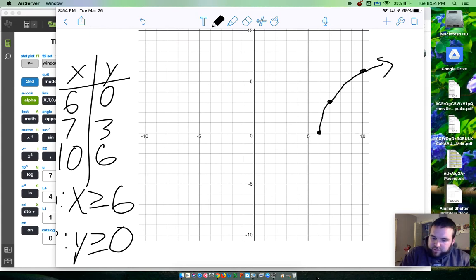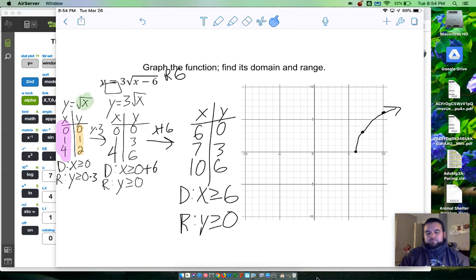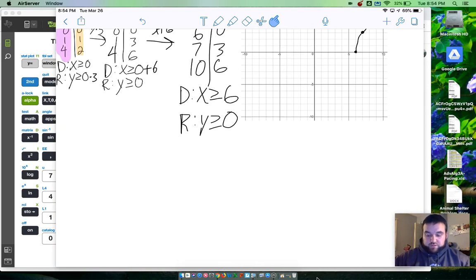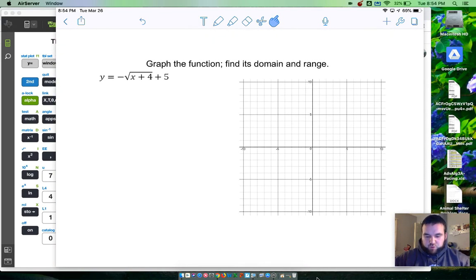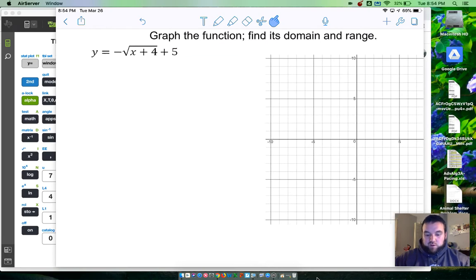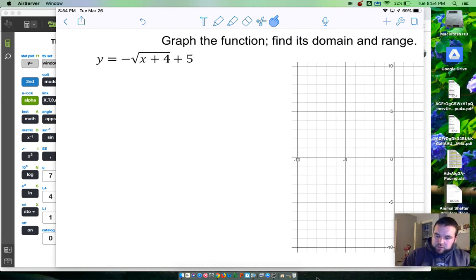I now have a square root function. Okay, that took longer than I figured it was going to. So let's look at one more example real quick, now one where it's got the negative out in front.